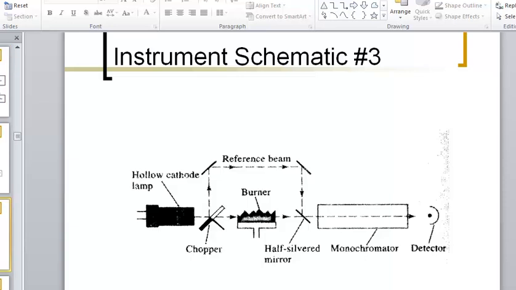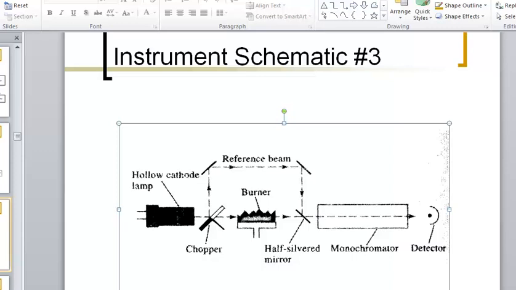But what this diagram focuses on is a splitter, or what we call a chopper, like we've seen in other pieces of equipment before if you're in the course. This chopper takes the beam and divides it up into two pieces: a reference beam up here at the top and a beam that goes through the burner down here below.